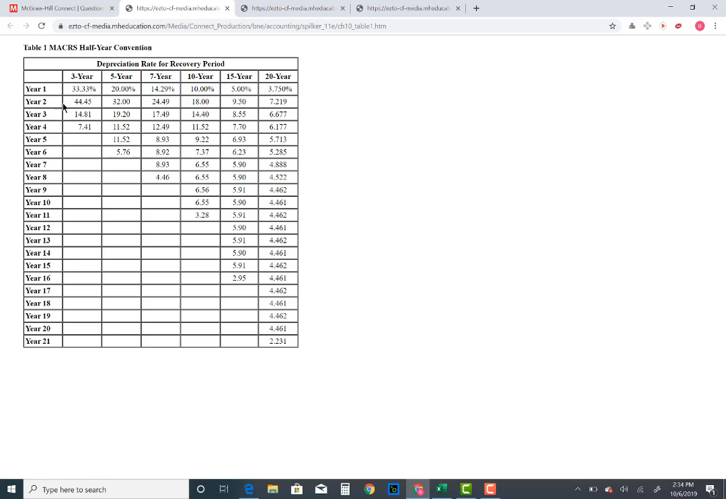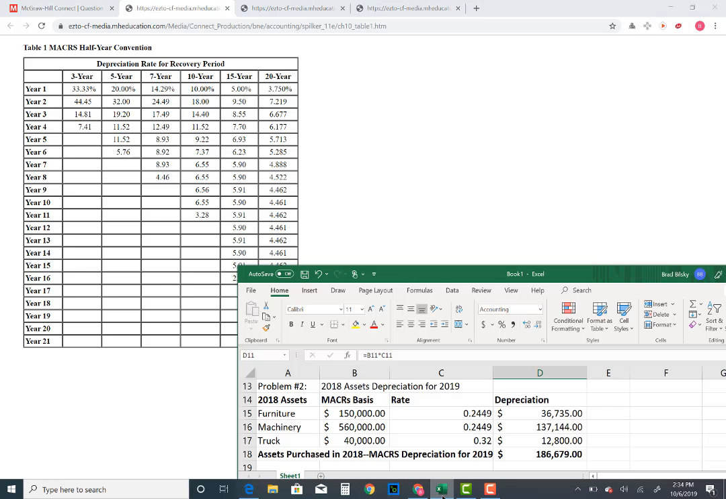So we come across from year 2 down from 7 years, and we get 24.49%. Notice our second asset's going to have the same percentage, right? Because again, the machinery, it's a 7-year asset as well. So the furniture, 150 times 24.49. All right, that's our depreciation for the second year for the furniture. Same deal, machinery, take it times that rate, and you get 137.